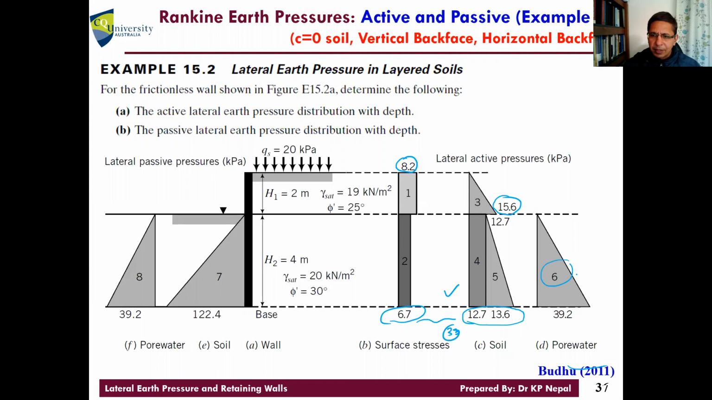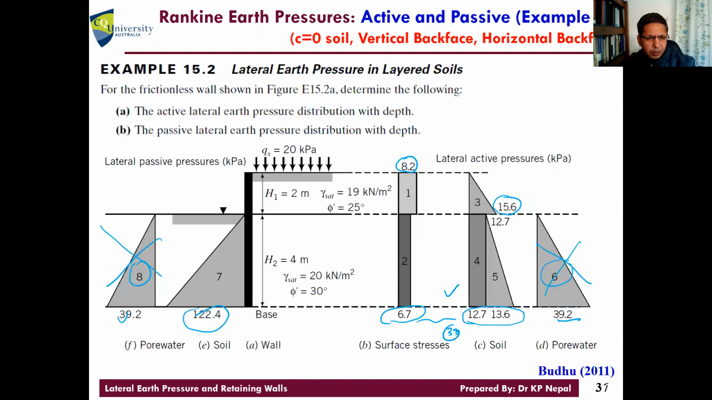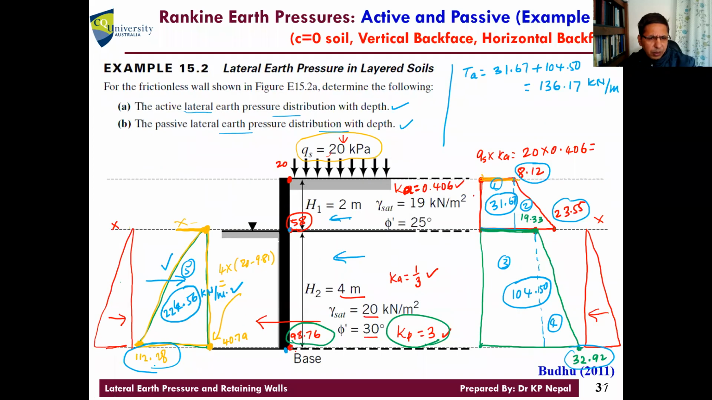This is water, so 39.2. This is water, 39.2. I would ignore this, because that will be the same from both sides, isn't it? The pressure. And this is, did I calculate 122.4 for the passive? This is 122.4. What did I do here? Maybe I wrote it wrong.